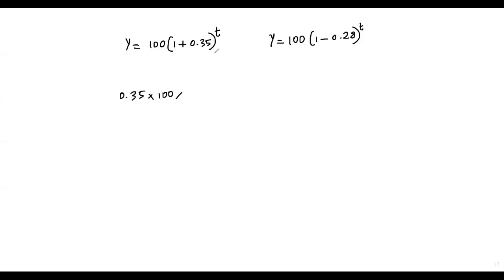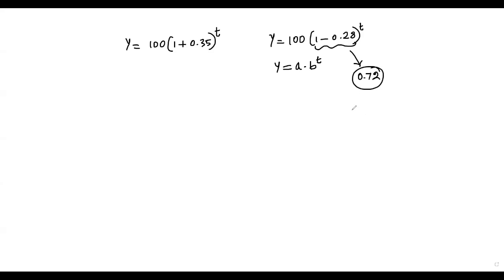Now let's understand the second function. This is also in the form y equals a times b to the power t. At the place of b, we have 1 - 0.28. When I simplify this, I have to subtract 0.28 from 1, and then I get 0.72.